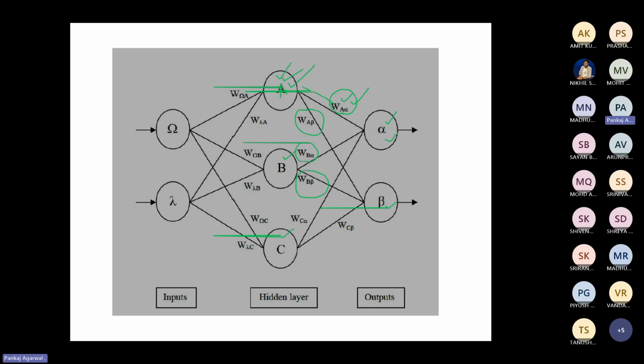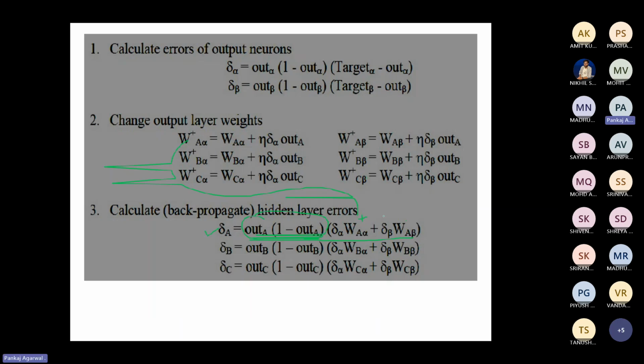Are you able to get this thought process, what is happening? And you might see the complexity laid behind it. So in order to update this A, some component or some value which I calculated at A was important, and then the combination of WA alpha and the error at alpha. Similarly, WA beta into the error which was calculated at beta. Was anyone able to get this thought process? How things are happening? Anyone?